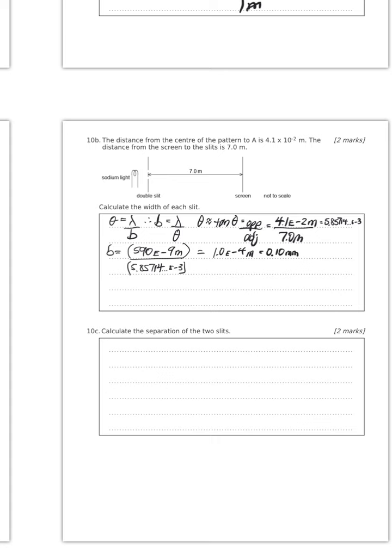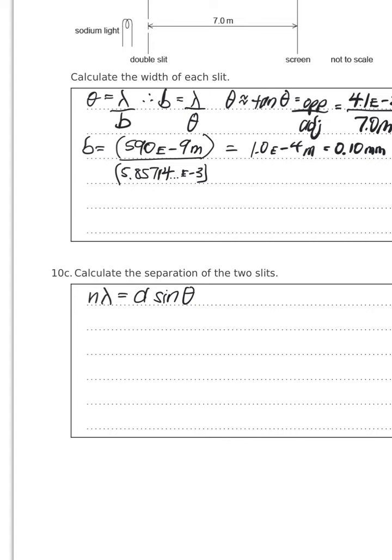Okay, so 10C wants the separation of the two slits, and the mark scheme says to use s equals lambda D over d with 3 fringes. I think it makes more sense to use the diffraction grating equation, n lambda equals d sine theta, where theta actually corresponds to the third maximum.